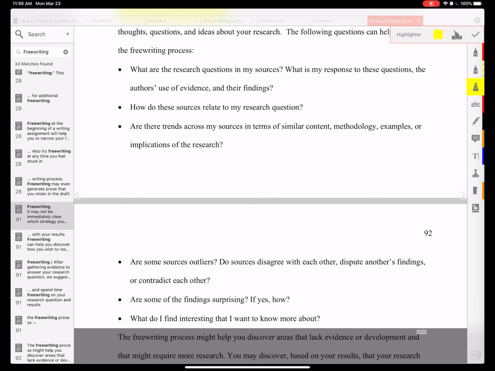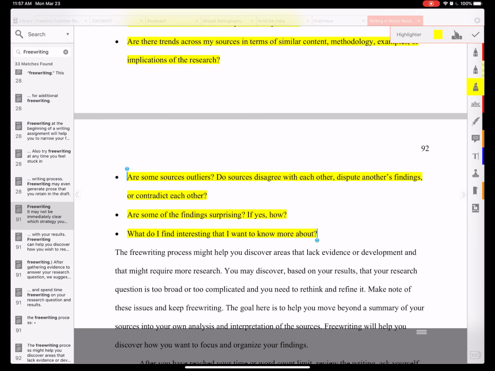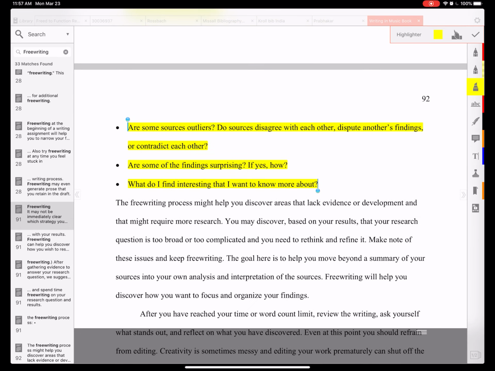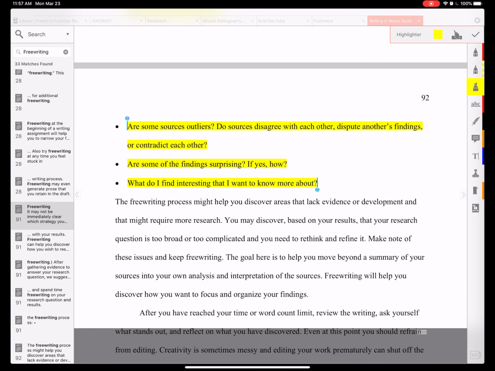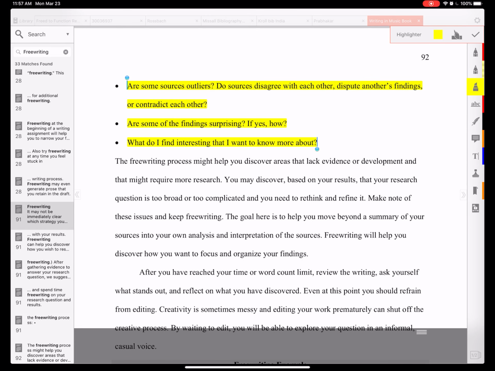And if you want to kind of jumpstart that analysis process, think about these questions that are here. What are the research questions in my sources? What are my sources really saying about my topic? How do they relate to my research question? Do I see trends in the research? Are there some sources that are really eye-opening? Are some that disagree with others? What am I surprised by? What do I want to find out more about?